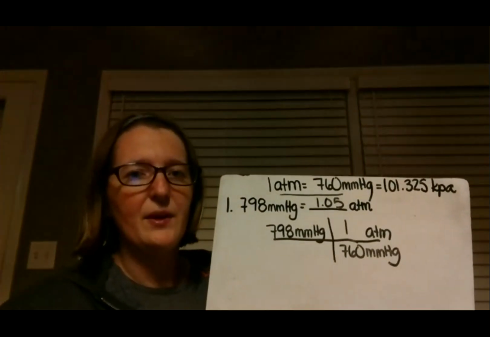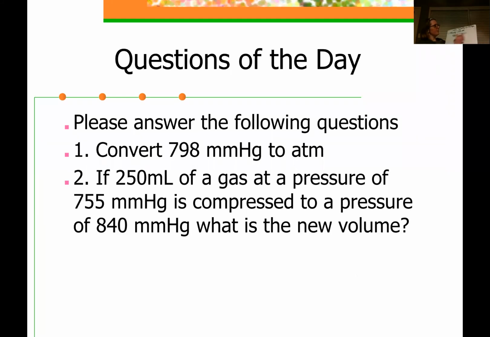Let's look again at what our next question is. All right, so this is a review from Boyle's Law. So remember, Boyle's Law says P1 V1 equals P2 V2. So let's look at our question here, and then we'll plug in where we're going. If 250 milliliters of gas at a pressure of 755 mmHg is compressed to a pressure of 840 mmHg, what is the new volume?